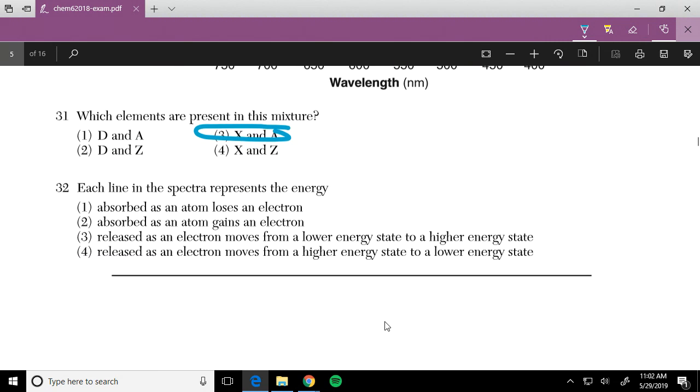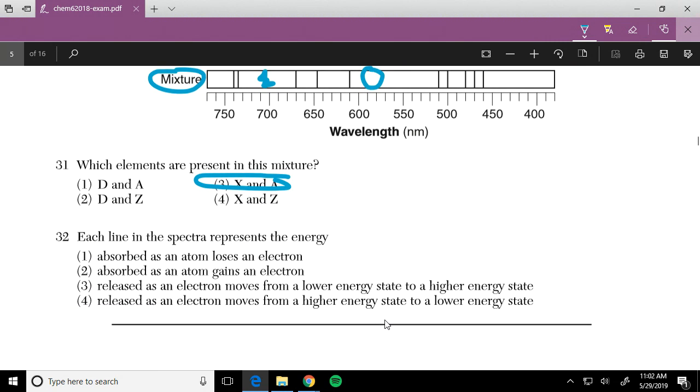Okay. And it says each line in the spectra represents the energy. So now we have to remember what is an excited electron. So we have a nucleus and we have our energy levels. And we have an electron here. What happens is I add energy and the electron gets excited and jumps up, and then it falls back down and gives off the energy that it absorbed in the form of light.